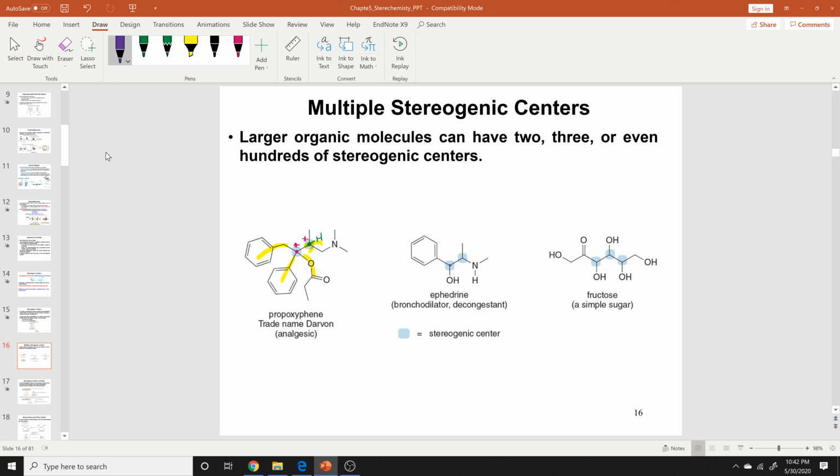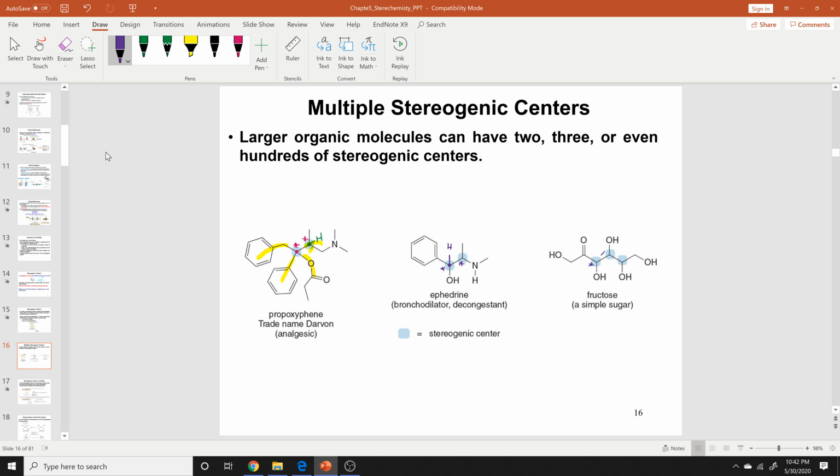So for this carbon over here, I do have a hydrogen, please don't forget. So here's my 4 different groups, 1, 2, 3, and 4. So 4 different groups in there. This is going to be a stereogenic center. I have 2 of them. Here, basically, these are the 2 different stereogenic centers there.